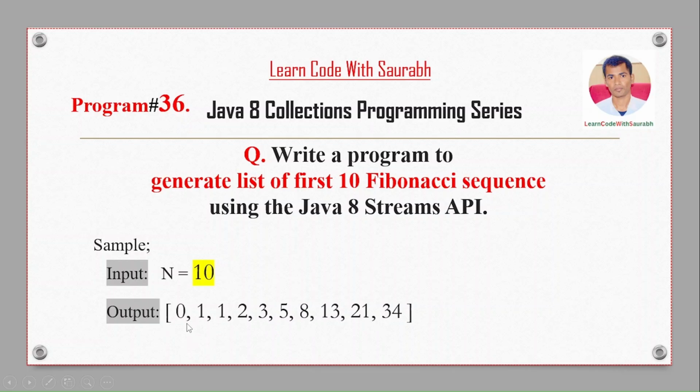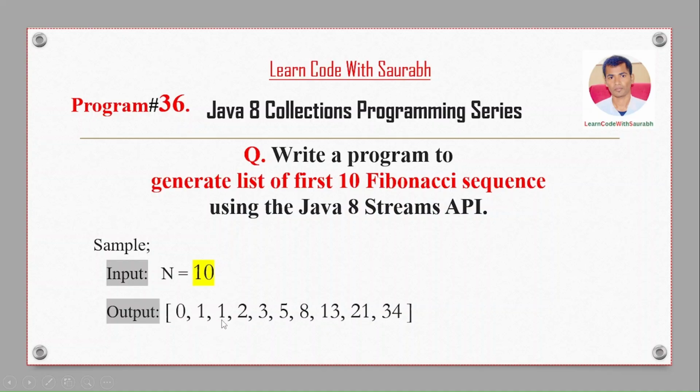What logic will we use? Firstly, if you see here, 0 and 1 are both fixed values. 0 is the previous value and 1, the last one, is the current value. So 1 is the current value, and 1 plus 0 will generate the next sequence value, which is 1. Then 1 is the current value and the other 1 is the previous value.